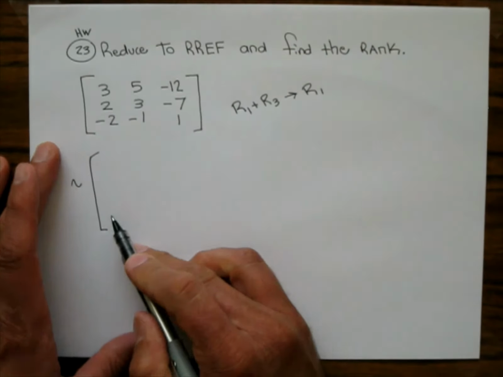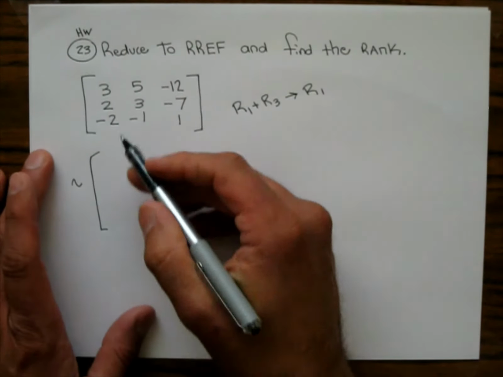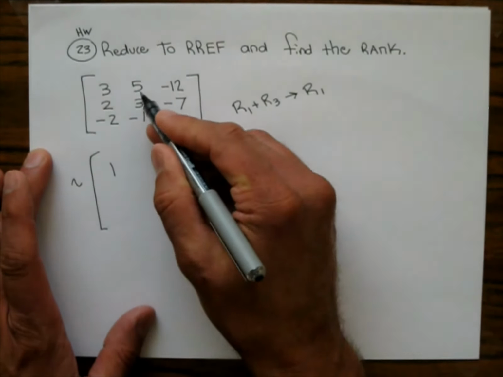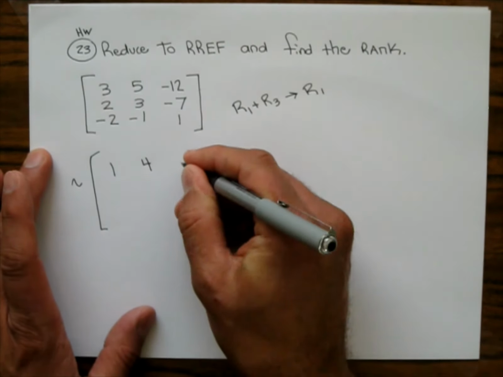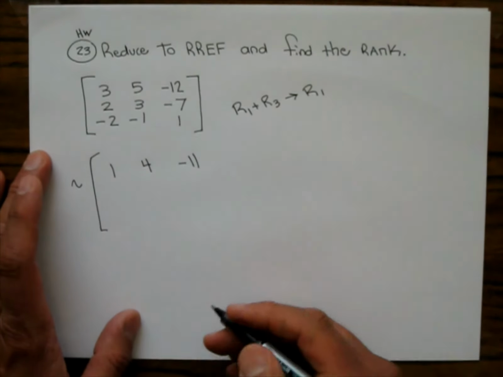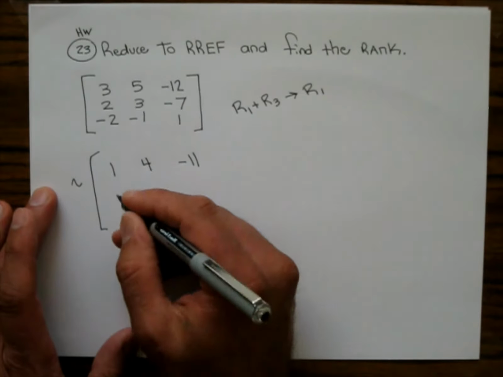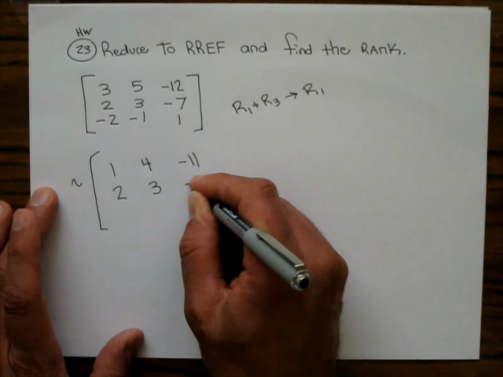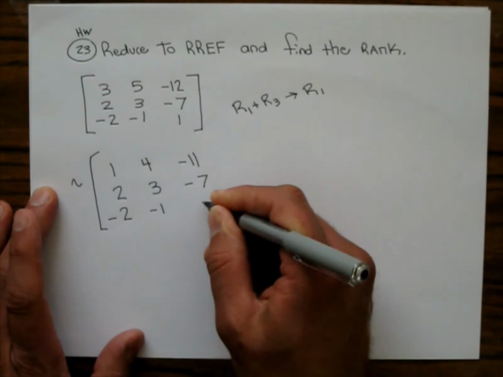I'm trying to just get a 1 in the first column. I didn't have to do that, but I feel like it on this one. So we add those together, so that's a 1. Then we have a 4, and then a negative 11. Maybe you pause the video and see if you can do this. We just keep everything else the same, and this is negative 2, negative 1, 1.